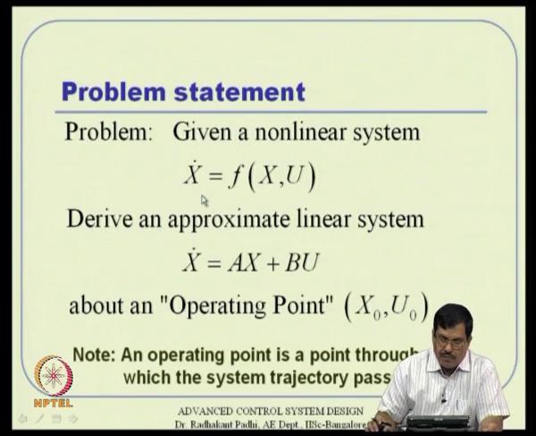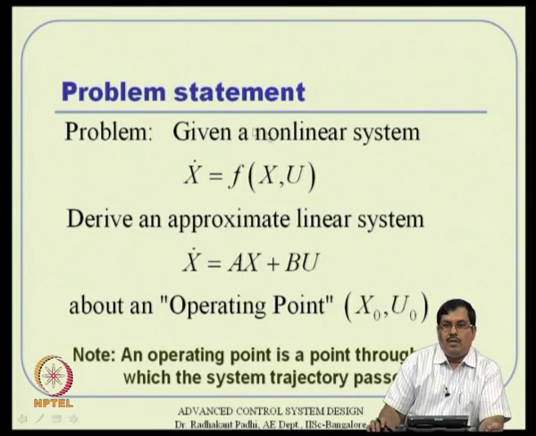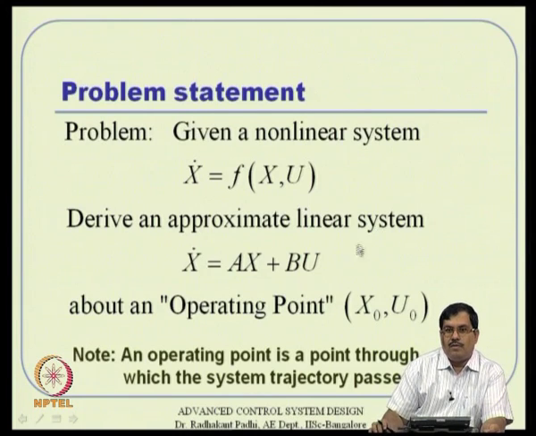So, what is the problem? Problem statement is something like this. Given a nonlinear system like this, x dot equal to f of x, u, we want to derive an approximate linear system. Remember, this is an approximate linear system. That means, the system that we are talking about never replaces this system, but this is only an approximation about an operating point x 0, u 0.